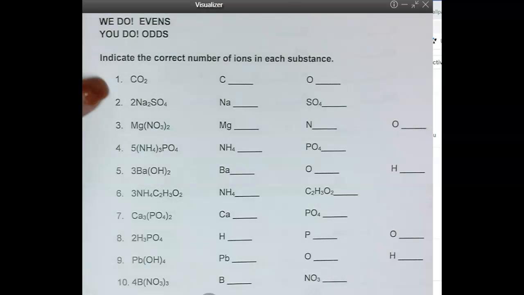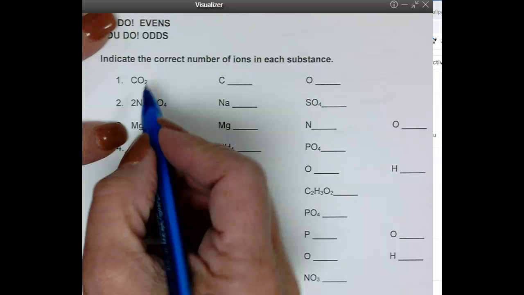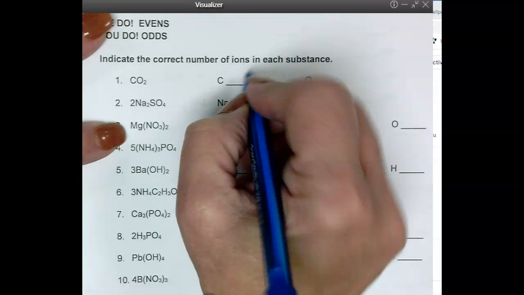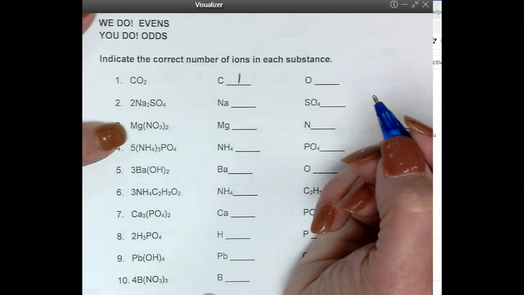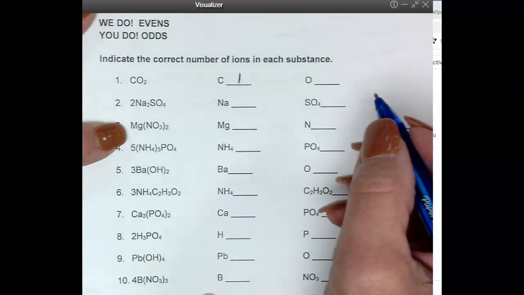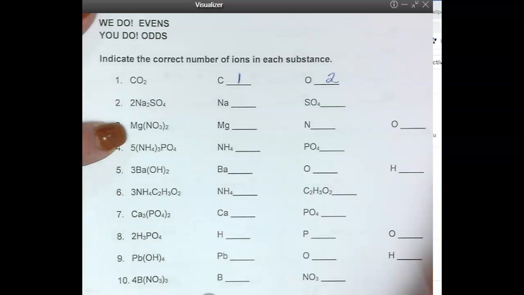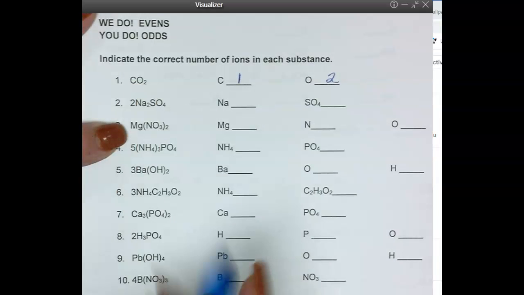And so all we're going to be doing is indicating the number of ions that we see. So we're just going to be doing a counting of atoms, or if you want to think of it as ions, either way. So when I look at this, I have one carbon. Oh, I guess I'm supposed to be doing evens, but I'll start you off here. One carbon, and I have two oxygens. Okay, 1, 2. Now be careful.